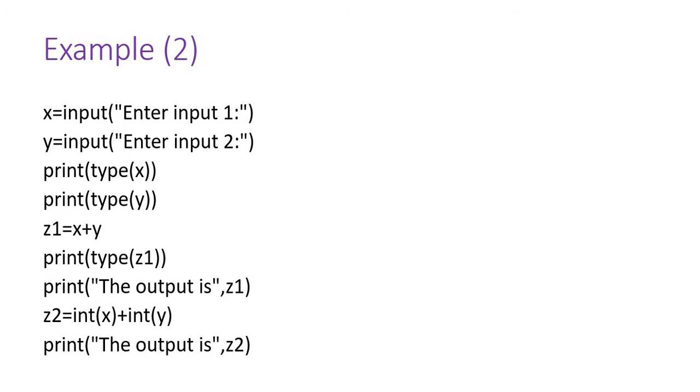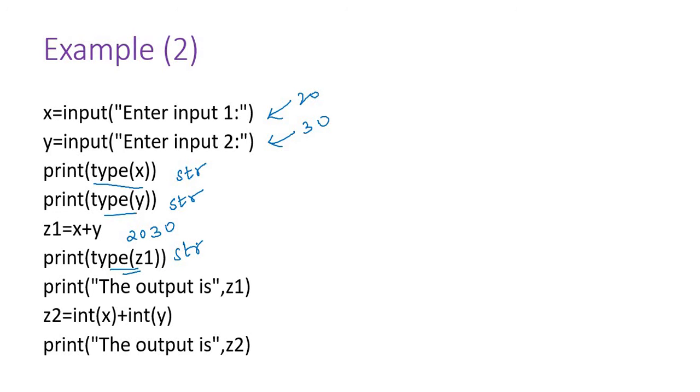Another example: x input "enter input 1", y "enter input 2". I'm giving some input. Say for example, here I am giving 20, here I am giving 30. If you print type of x, we know already it is basically string. Similarly, type of y is string. So if you do x plus y, you will get 2030. Again the type of z1 is also string.